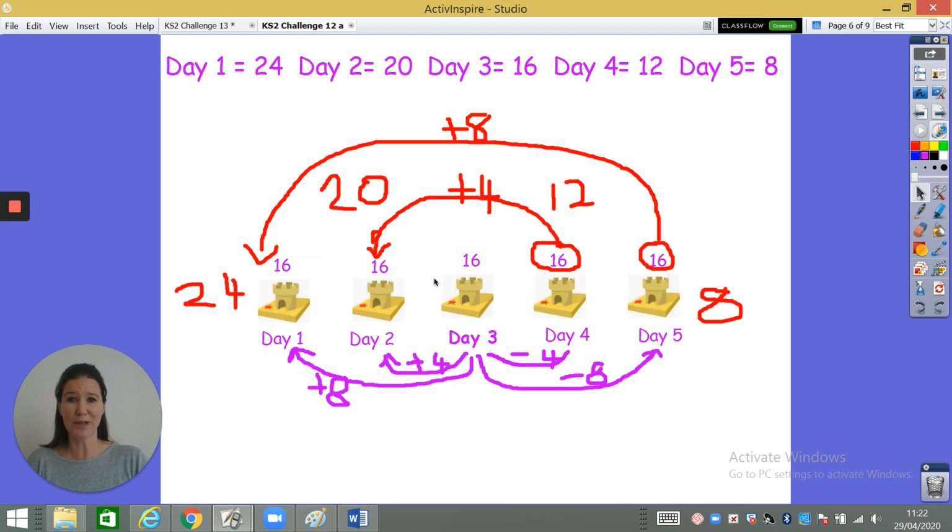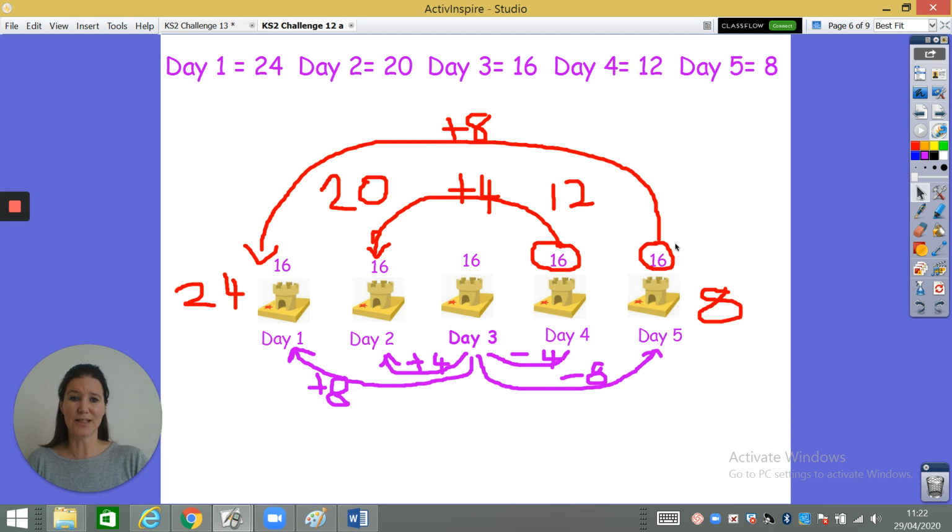So you could have taken the middle day, day 3, taken 4 away for day 4, because that needed to be 4 less, and give that 4 to day 2, because day 2 would have needed to be 4 more than day 3. Now, day 5 would have had to have been 8 less than day 3, and day 1 would have needed to have been 8 more than day 3.